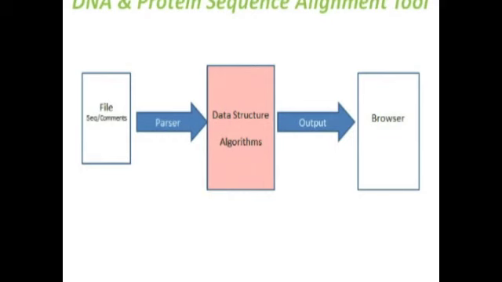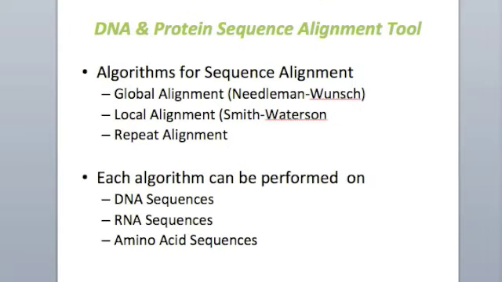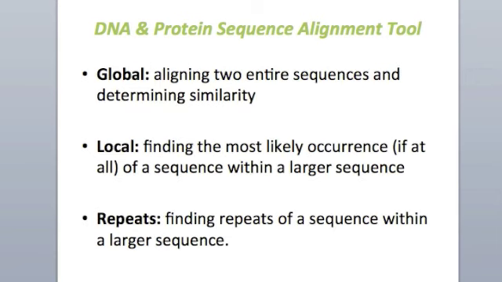Now we'll get to an interesting part of our tool. We'll discuss the internal algorithms we developed as well as a tool demo. So we used three different types of sequence alignment algorithms, one for global alignment, one for local alignment, and one for repeat alignment. The global alignment algorithm was used to align two entire sequences and determine their similarity. The local alignment algorithm was used to find the most likely occurrence of a sequence within a larger sequence, and the repeats algorithm was used to find repeats of a sequence within a larger sequence.